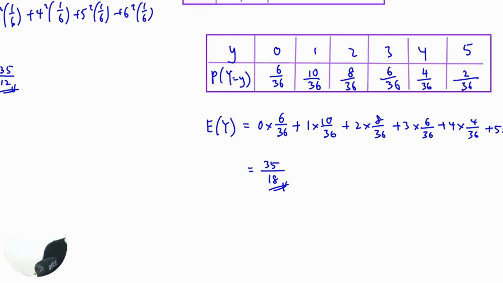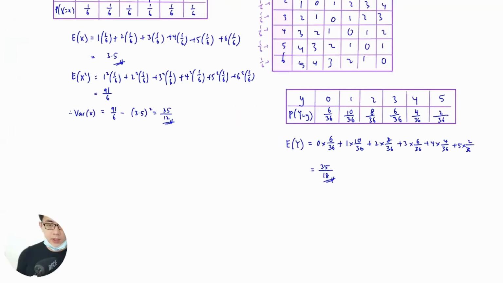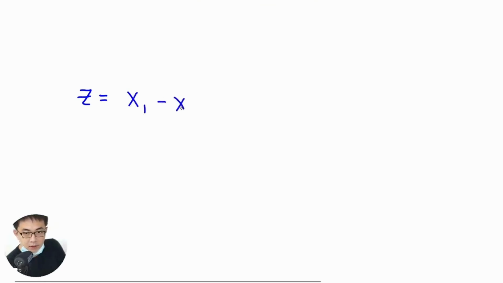Weighted average. But let's look at part 1 and 2. Explain the reason. The random variable Z is defined as you take the first observation minus the second observation, but you don't mod it. The second one, you mod it.